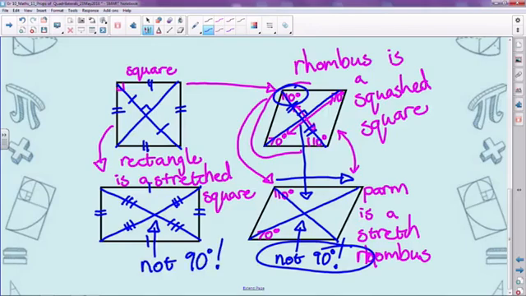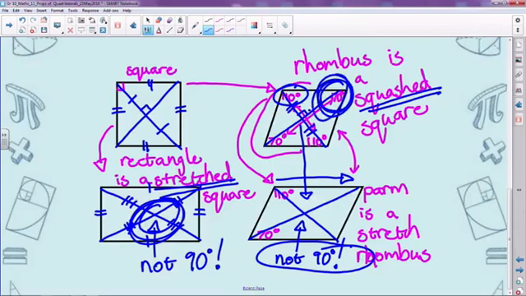So when we stretch a shape, the angle in the middle changes. And when we squash a shape, the angle stays the same, but the angles on the side change. Okay. And also the length of the line stays the same. Let's look at the next one.